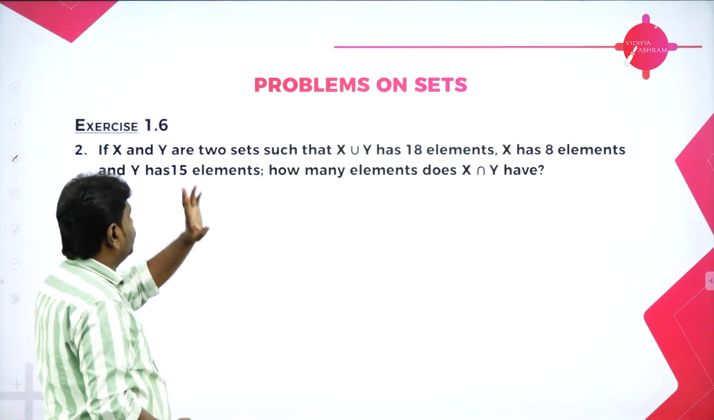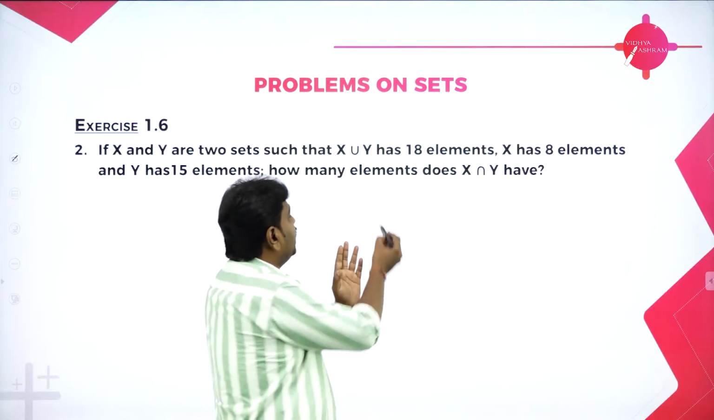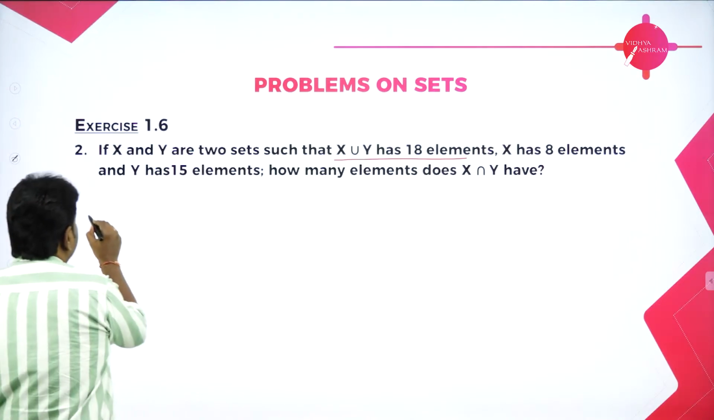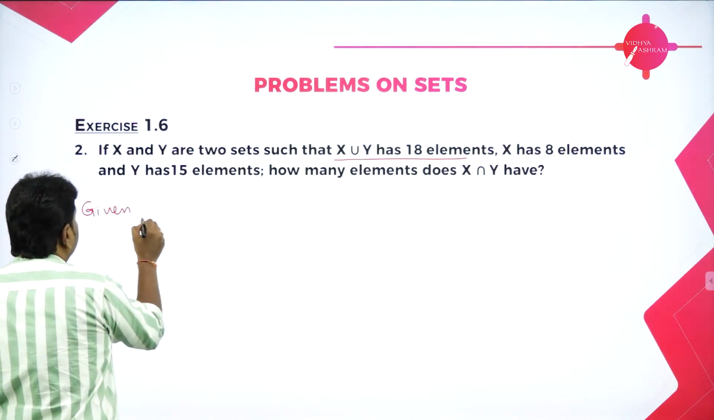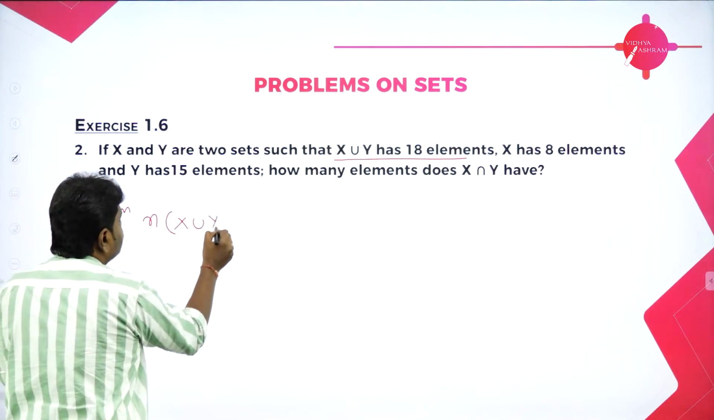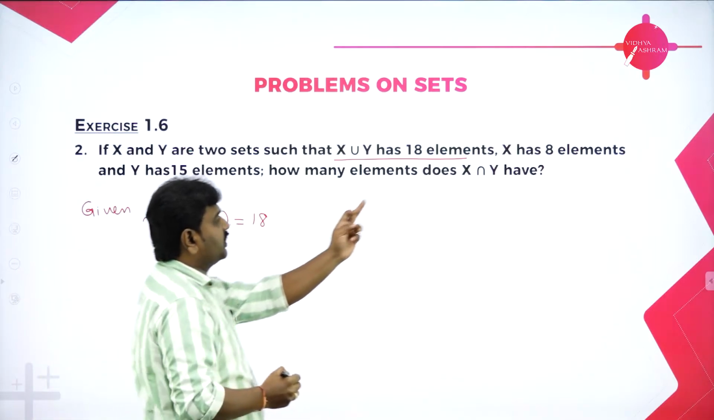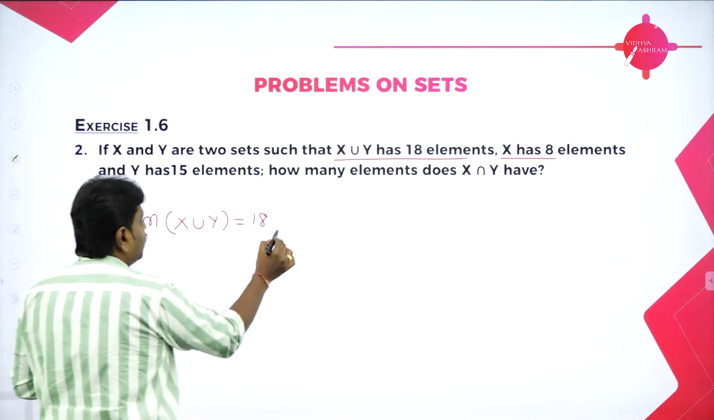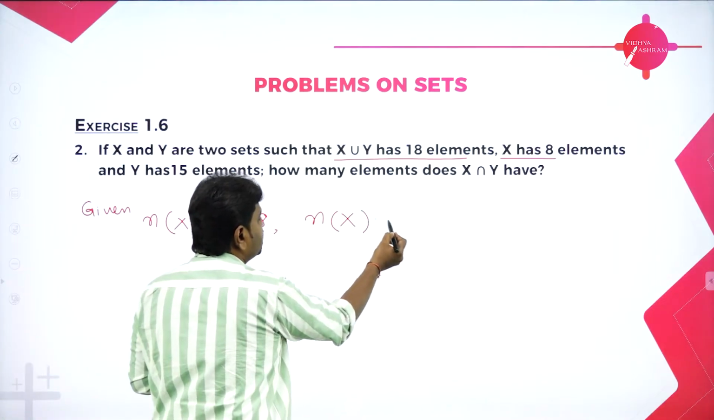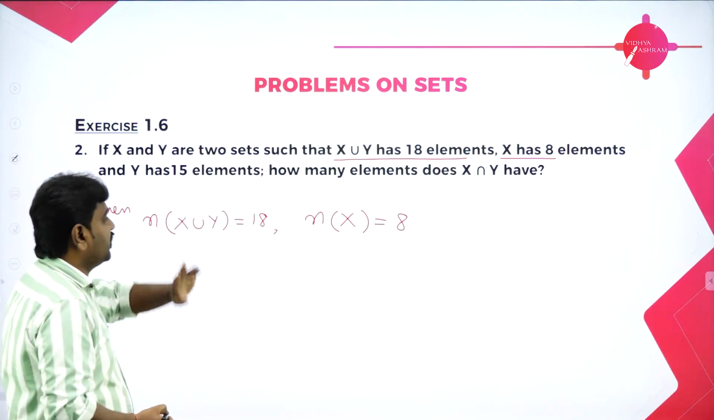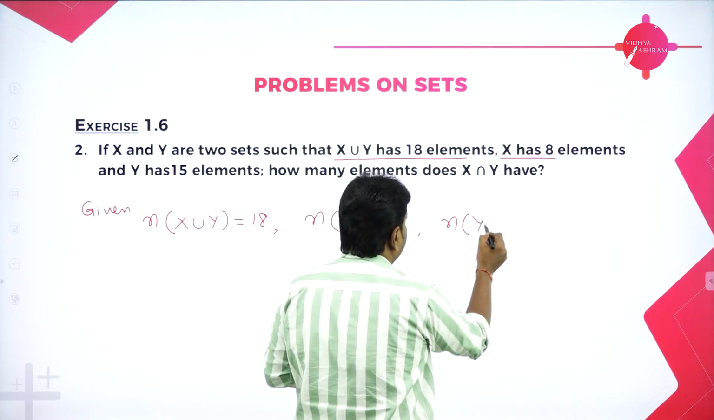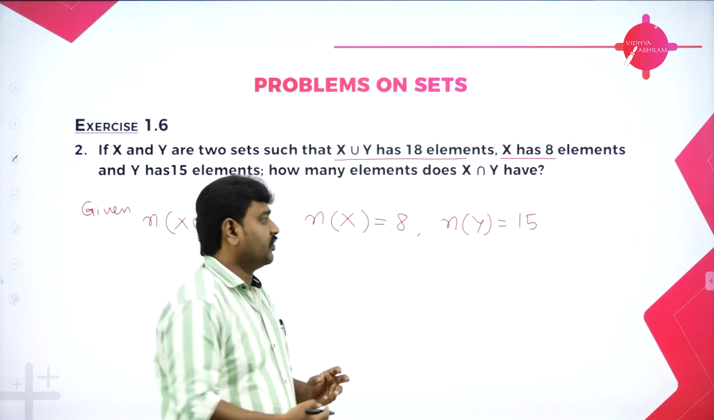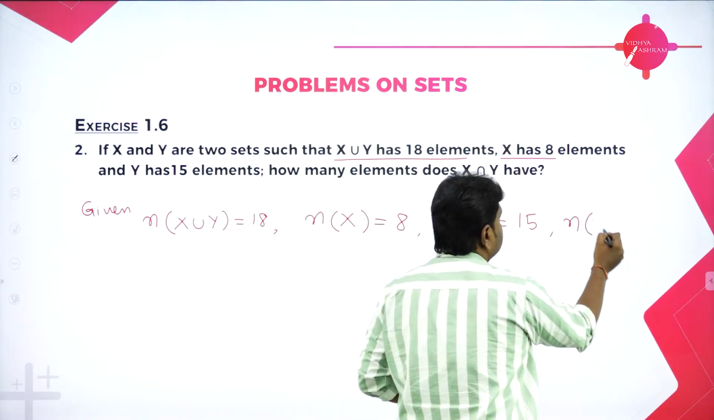Next, x and y are two sets such that x union y has 18 elements. They told us x union y has 18 elements, which means they have given n of x union y, 18. Then further, x has 8 elements, so n of x, the number of elements in x, is 8. And y has 15 elements, so n of y is 15. They want you to find how many elements are present in x intersection y.